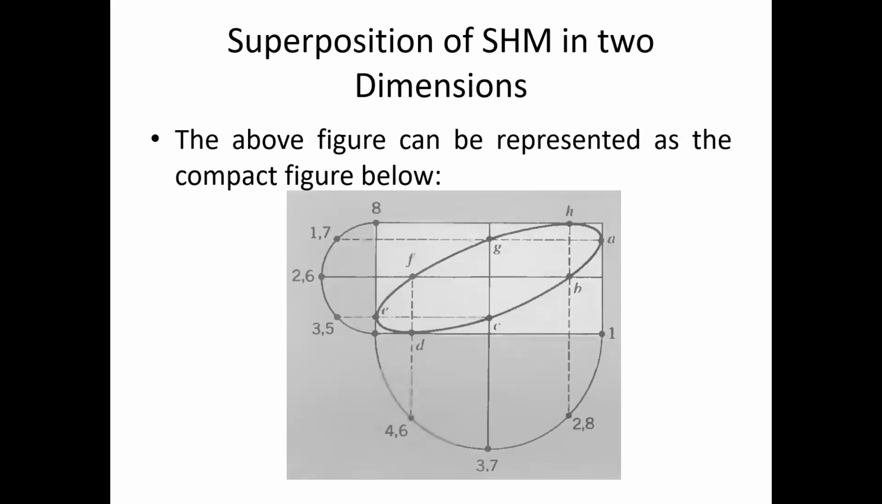So in the compact form, at time t equal to 0, the x position is given by this point 1. At time t equal to pi by 4 times 1 over omega, so omega t equal to pi by 4, we have the position here at 2, then at omega t equal to pi by 2, we have 3, and so on.